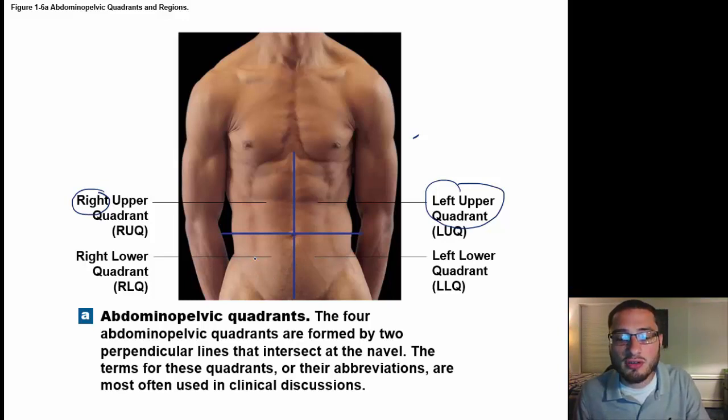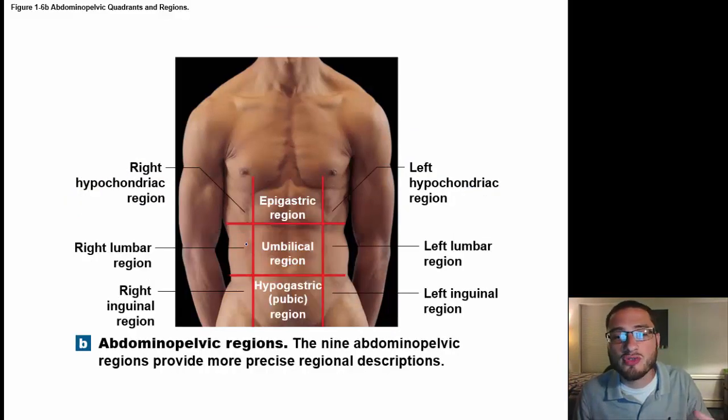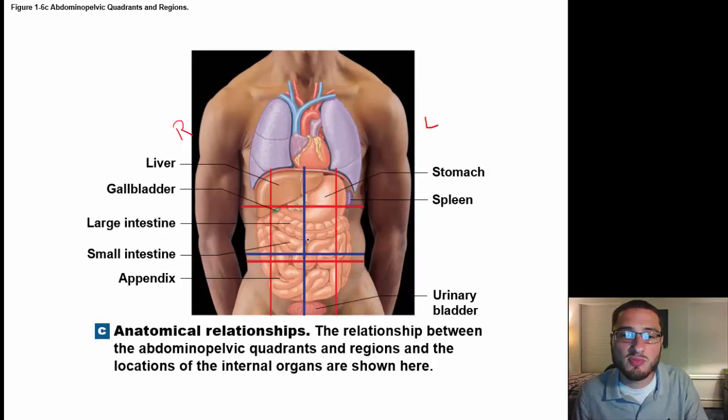If they are a certain type of surgeon and they want to be more specific, they can also use these different regions right here, where you have the right hypochondriac region, left hypochondriac region, epigastric region, umbilical region, just to be more specific.